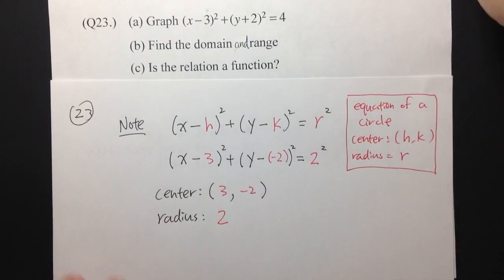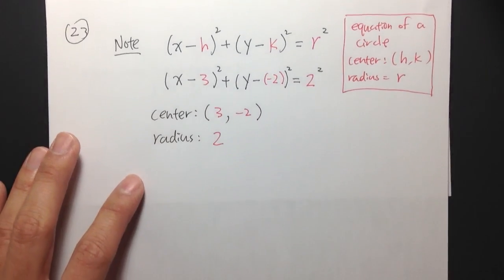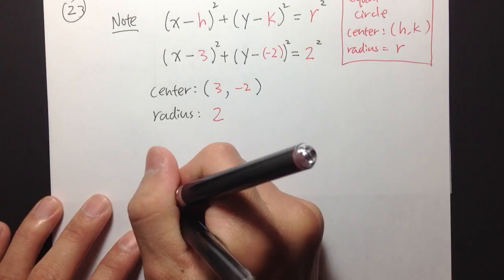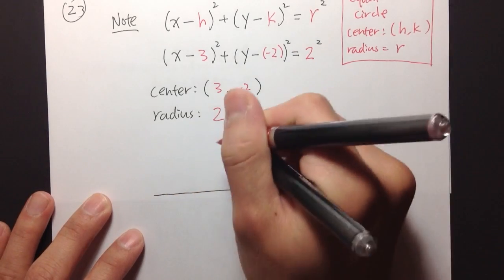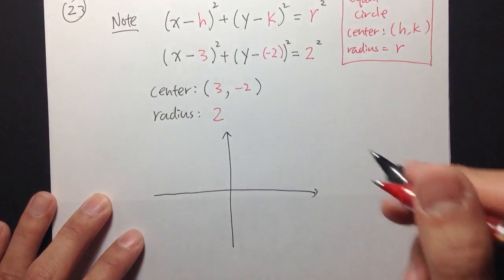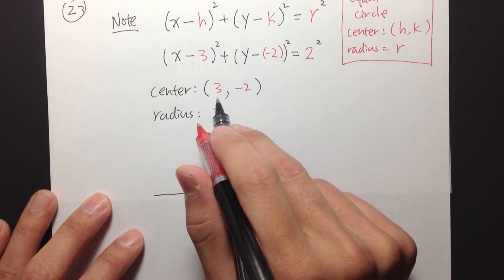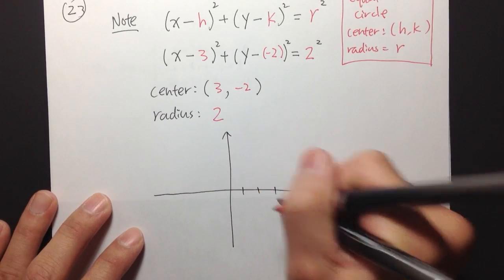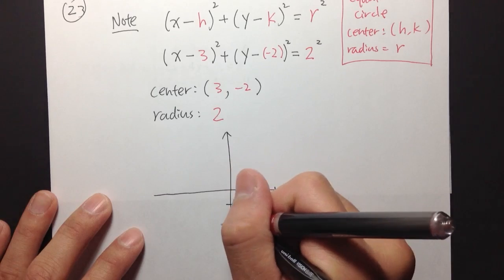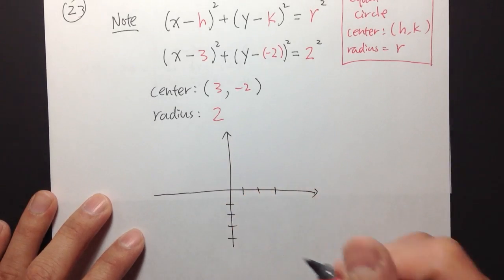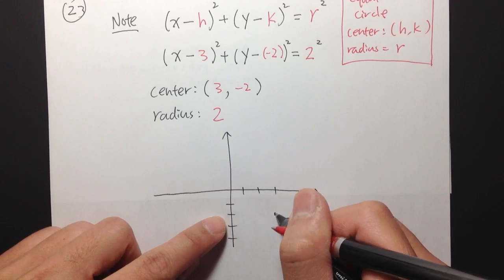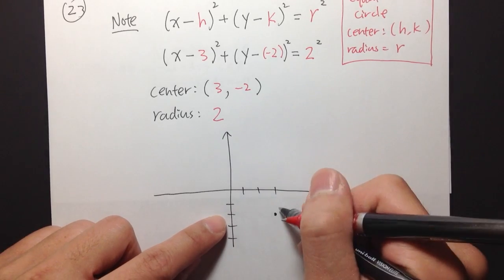So with this information, we can graph the equation of the circle. So let me do a nice circle right here, I hope. So the first step is to locate the center. We have 3, negative 2. So let me go right here. 1, 2, 3. And then go down. 1, 2, 3, 4. So 3, negative 2 is going to be right here. So this is the center.